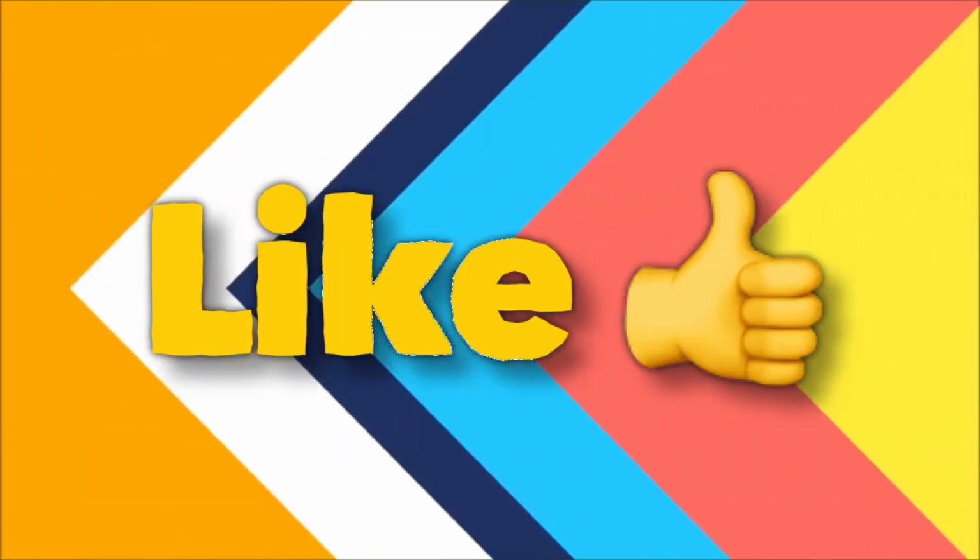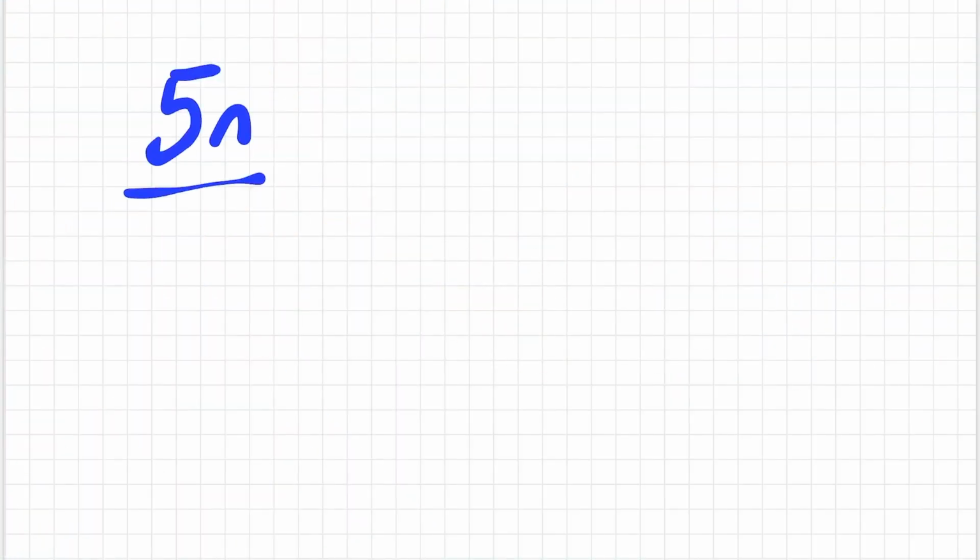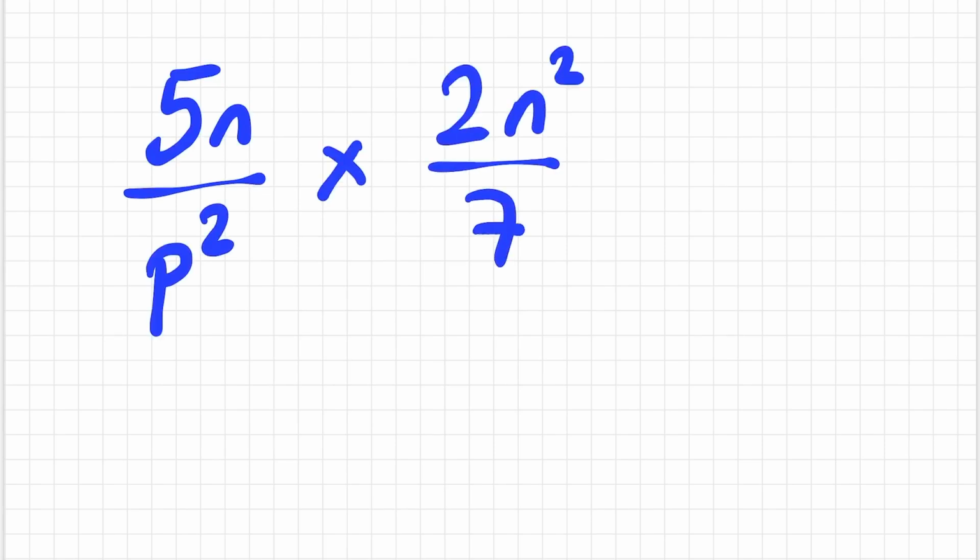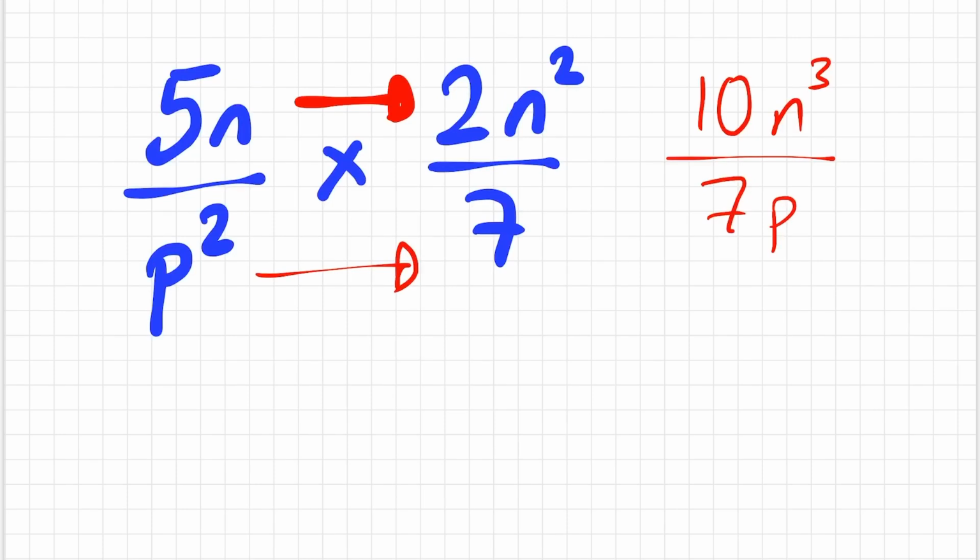See if you can do this one. It's 5n divided by p to the power of 2 multiplied by 2n squared over 7. So see if you can do that. 10n cubed all over 7p squared. And because there's no common factors, we can leave that as it is. So that is our final expression.